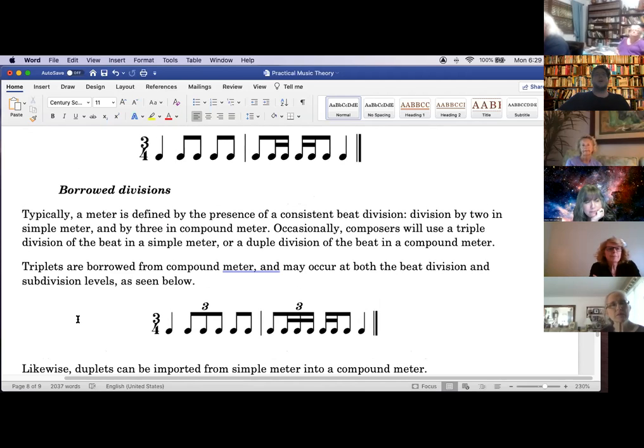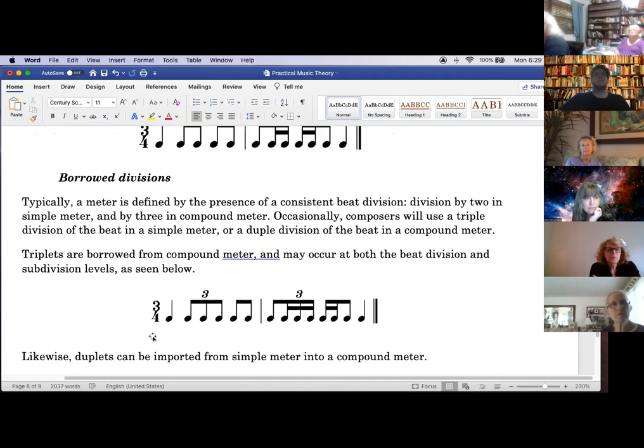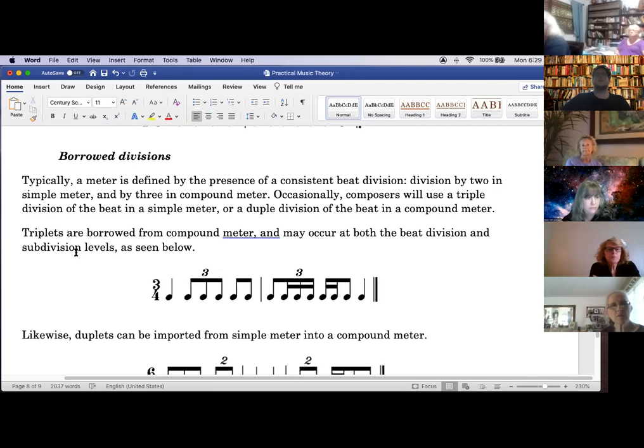Typically, a meter is defined by the presence of a consistent beat division. For instance, 3/4 is a simple meter, okay? So each note is divided by 2. But sometimes we want to divide a note into 3. And we'll use a triplet division of the beat in simple meter or a duple division of the beat in compound meter. Triplets are borrowed from the compound meter and may occur at both the beat division and subdivision levels as seen below. So here in 3/4, usually quarter notes are divided into 2 eighth notes, kind of like beat 1 and beat 3 of this measure.